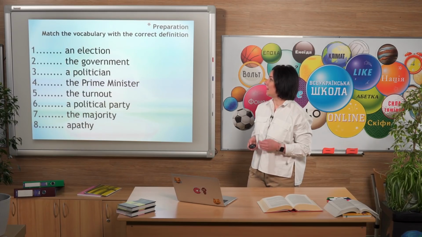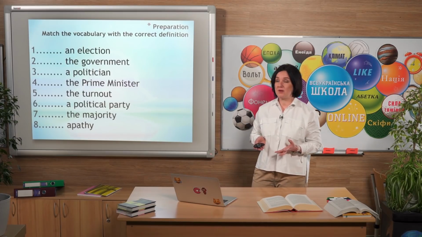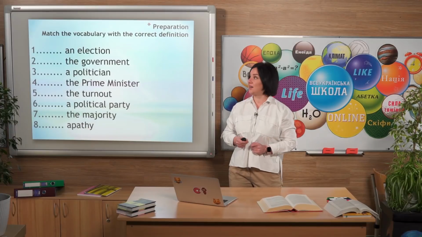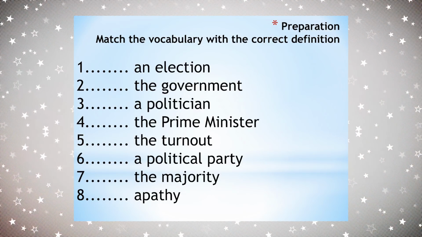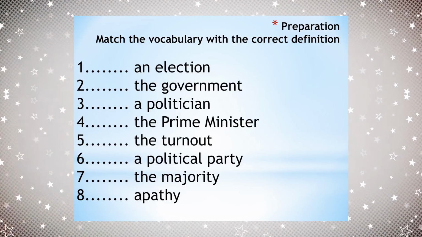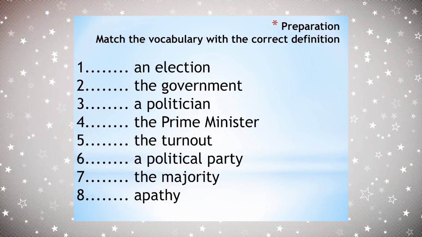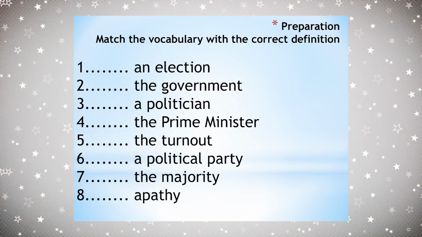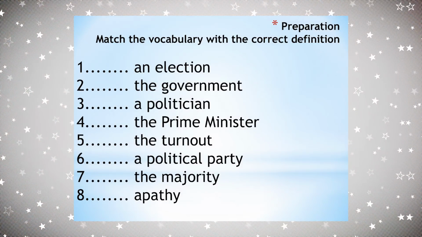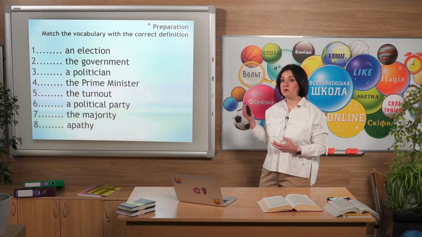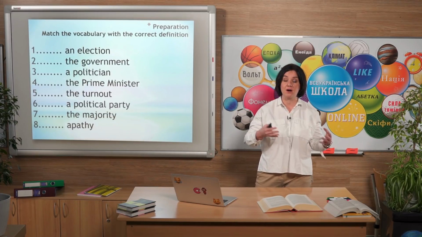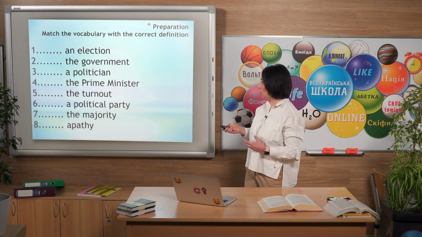So, take a look. The task is nearly the same. You have to match the vocabulary to the definitions. And I ask you to add 8 more words to your Quizlets. So, the first word is an election. Then comes the government, a politician, the prime minister, the turnout, a political party, the majority, and apathy. You see, you know most of these words because they are international and they sound pretty much the same in our language.